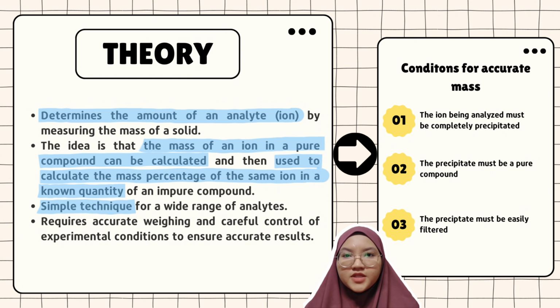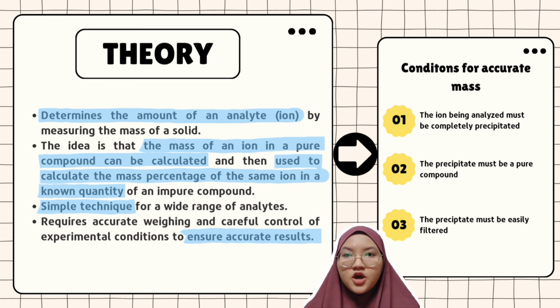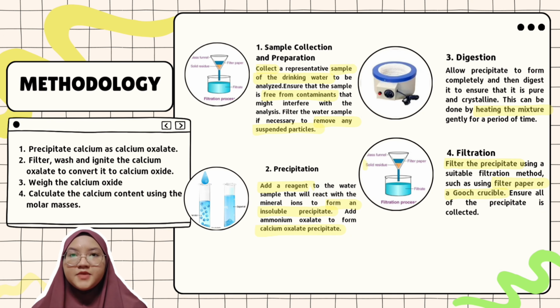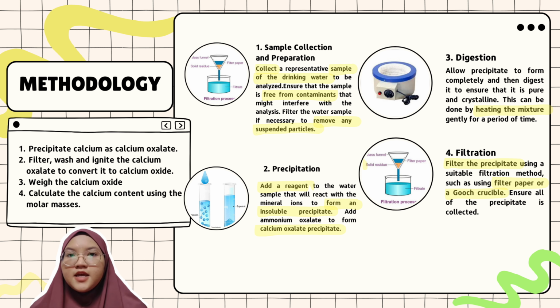It is a simple and straightforward technique that can be used for a wide range of analytes. It also requires accurate weighing and careful control of experimental conditions to ensure accurate results. It can be time-consuming, especially for samples with low concentration of the desired component. Next is methodology. This is the overview of the procedure. First, precipitate calcium as calcium oxalate. Second, filter, wash and ignite the calcium oxalate to convert it into calcium oxide. Third, weigh the calcium oxide, and last but not least, calculate the calcium content using the molar masses.